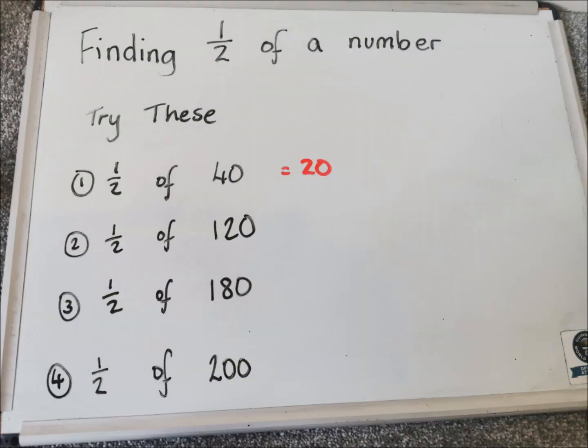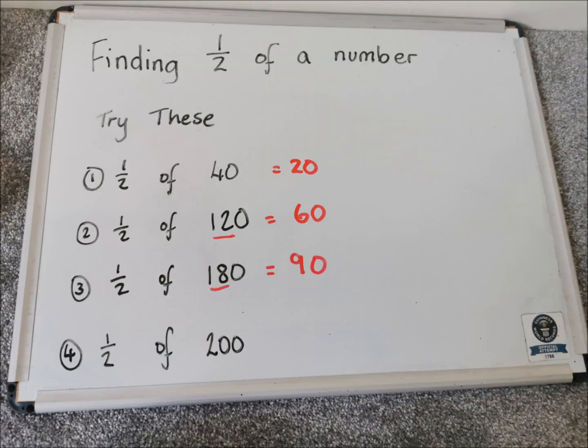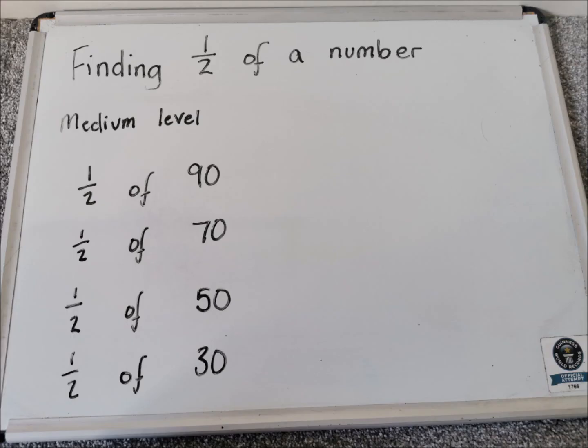So let's get some answers. So the first one, find half of 40, it was 20. Find half of 120, it was 60, because half of 12 is 6, so half of 120 is 60. Find half of 180, it is 90, because half of 18 is 9. So we just follow that pattern there. And the last one, half of 200 was 100, half of 20 is 10, so half of 200 is 100. So hopefully that has been quick revision for you there. So I think we're ready to go to the next level for some people, so let's fire on.